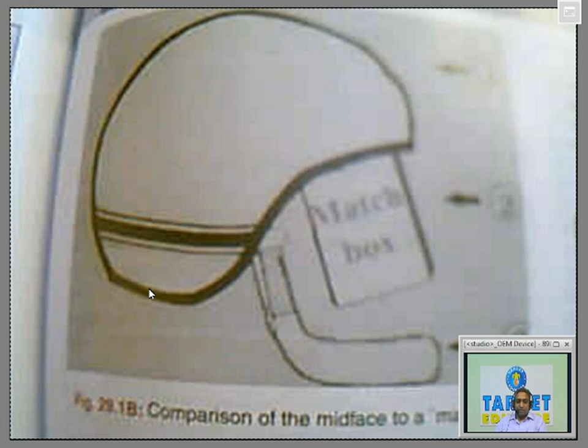There might be an MCQ on this, and this is very, very important, because if your basic concepts are clear, it becomes very easy to answer any type of question. So this is a matchbox, representing the middle 1/3 of the facial skeleton. Whenever there is trauma or forces from the anterior side, this matchbox will slide or go posteriorly and downwards. This is one very, very important diagram.